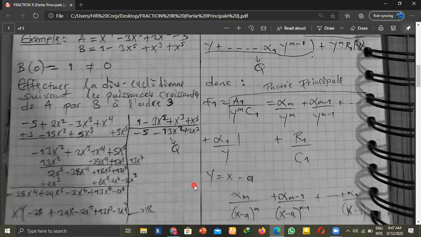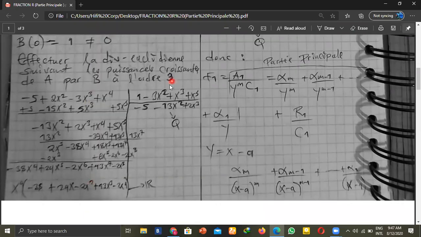When our coefficient reaches that, we're going to stop. That's what they mean. So we've put this in Poisson's croissant, we've put our R in Poisson's croissant, and then we do our Euclidean division, this into this. We do everything until we reach order 3. That's when we're going to stop.